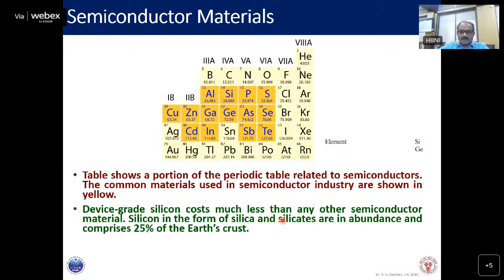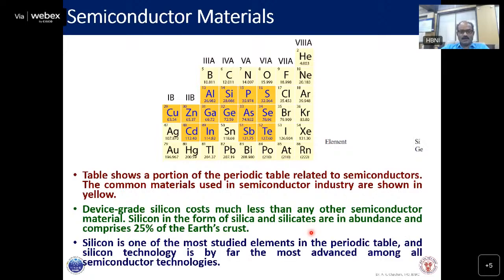Device-grade silicon costs much less than any other semiconductor material, and silicon in the form of silica and silicates is in abundance, comprising about 25% of the earth's crust. So it is available in abundance. Therefore, silicon is one of the most studied elements in the periodic table, and silicon technology is by far the most advanced among all semiconductor technologies.